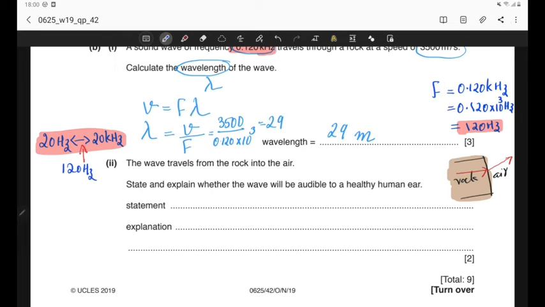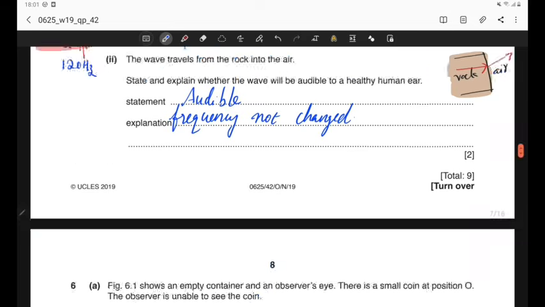So for the statement about the wave moving from one medium to another, that is from rock to air, first of all, sorry, for the statement we can write it will be audible. Yes, it will be audible, but for the explanation we can write frequency not changed.